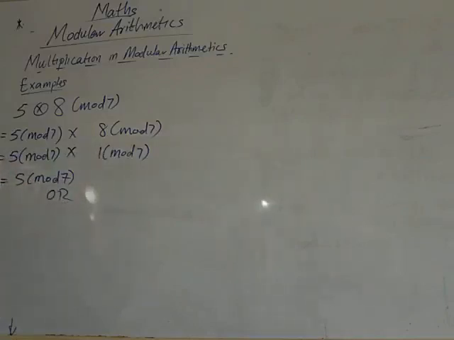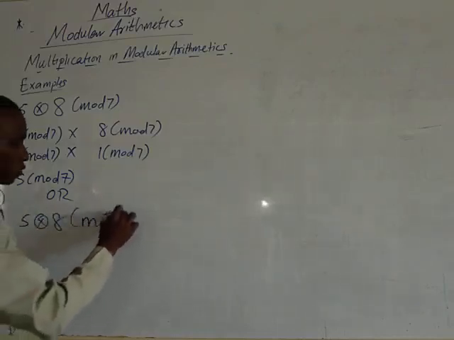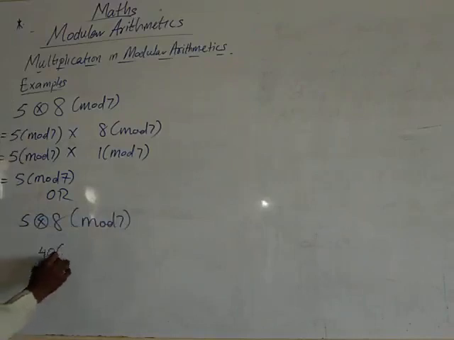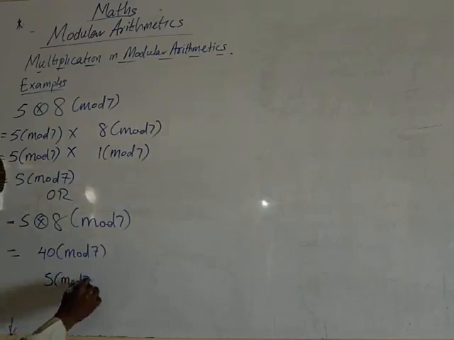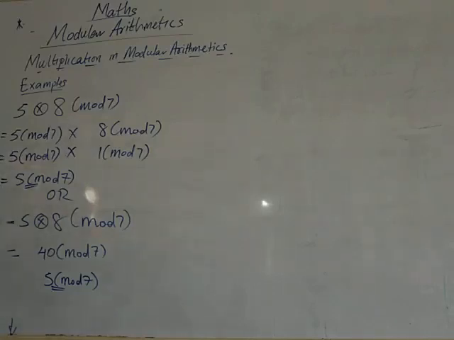Or the other way around, you can just multiply 5 times 8 first, then take mod 7. 5 times 8 gives me 40, so we have 40 mod 7. Now let's reduce 40 to the lowest form. How many 7s can we see in 40? Definitely 5, which is 35. Taking 35 away from 40, I'm left with 5. So I have 5 mod 7. Checking the answers, 5 mod 7 and 5 mod 7 justify that the two methods are right.